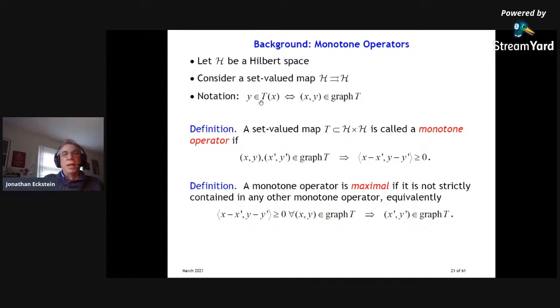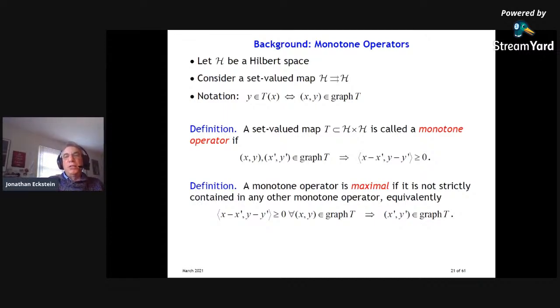Okay. And so the idea is, this set valued map is called a monotone operator if I take any two points, x and x prime, and then a point y that's in the image of x and a point y prime that's in the image of x prime. Then it's saying, okay, I must have this inner product be non-negative. So it's kind of a generalization of a function being non-decreasing.